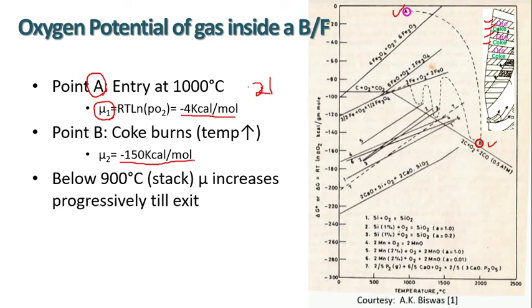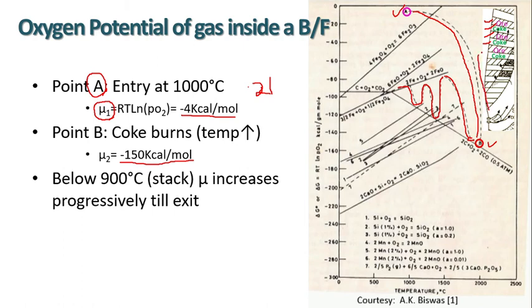This is the fluctuation: from A to B the oxygen potential decreases. When it strikes iron ore, some oxygen is released and the oxygen potential increases. Then when the coke slit is there, it decreases again; again iron bearing material, it increases, then decreases and increases. It goes on up to what? Up to 900 degrees centigrade, as the gas goes from the tuyere to the top.